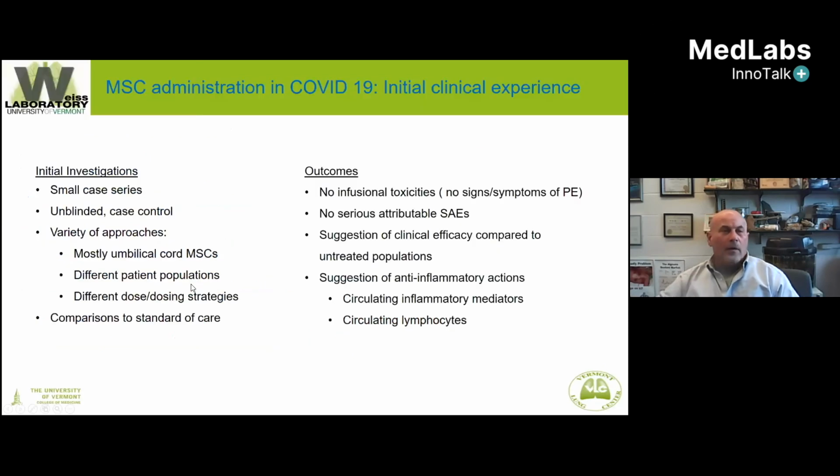But what these initial investigations have shown so far, small case series, unblinded case control, mostly umbilical cord MSCs, and that's the convenience issue more so than anything. There are different patient populations. Some of these have looked at the really sick patients on ventilators and in intensive care units. Some have looked at the less sick patients. So again, we're still trying to come to optimal approaches.